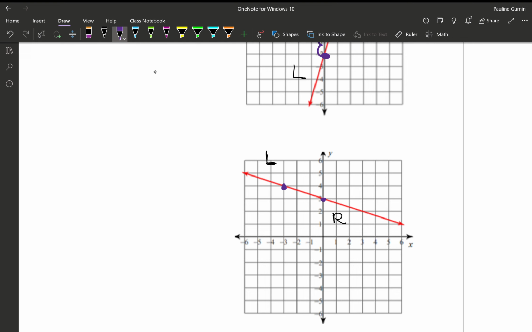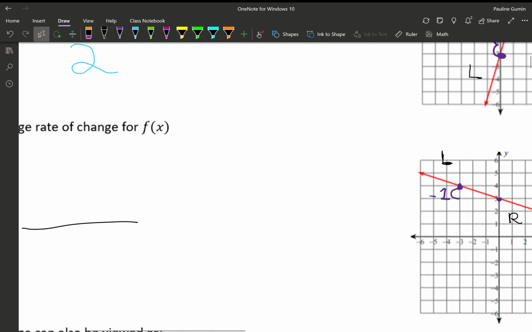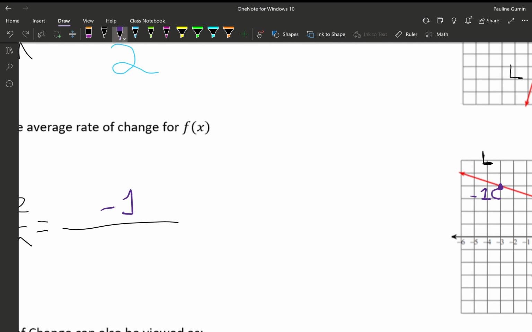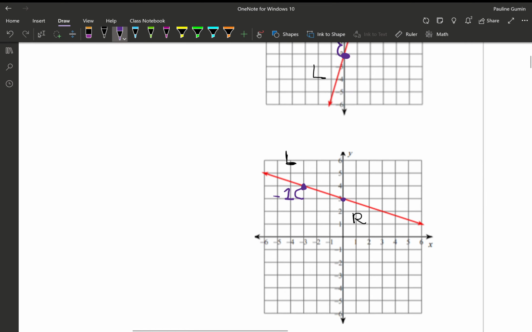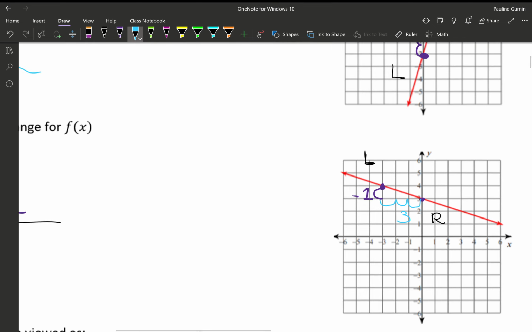I need to just go down 1 to be at the same level as the point on my right. So my rise is actually -1 because I went down 1. And now let's see how many spaces I need to go to the right to get to my next point. 1, 2, 3. 3 to the right.